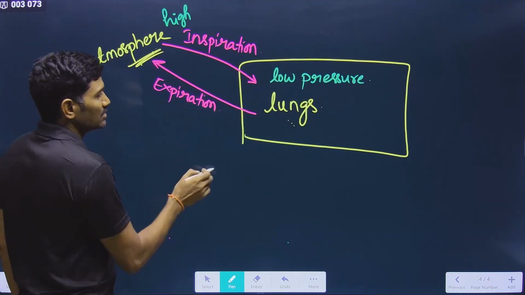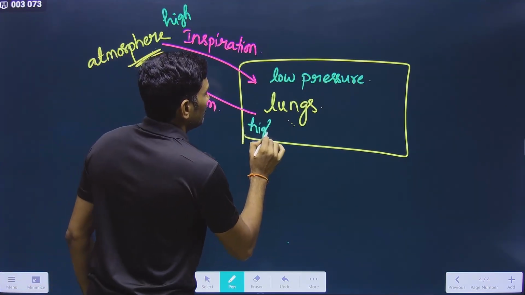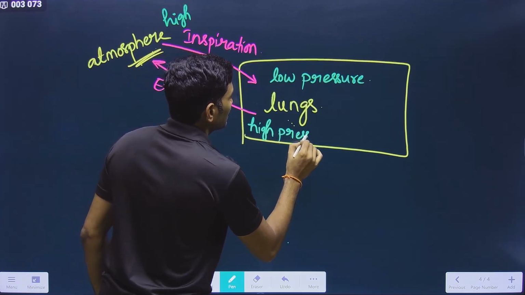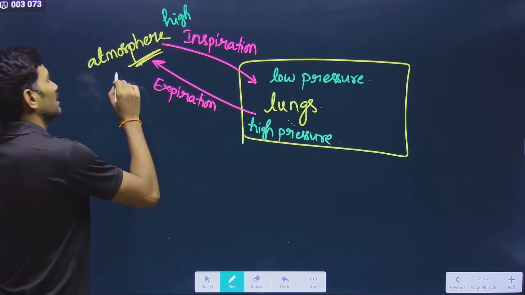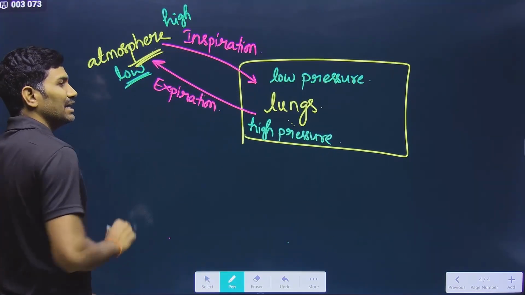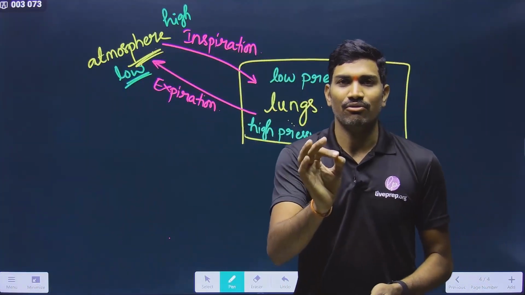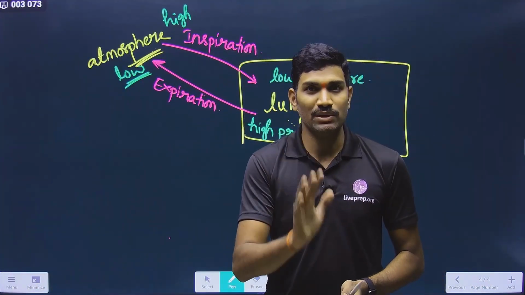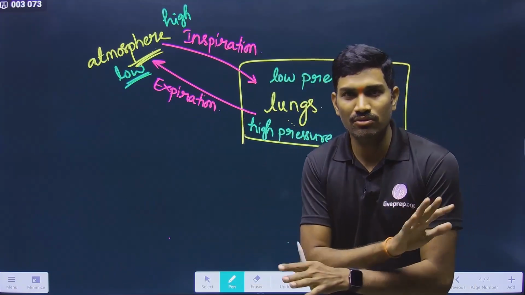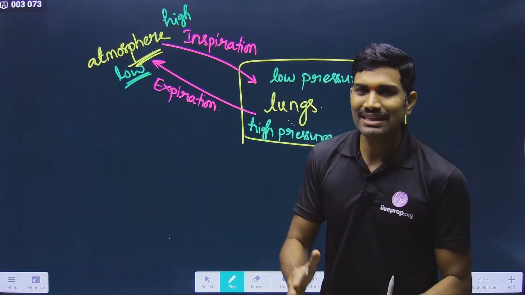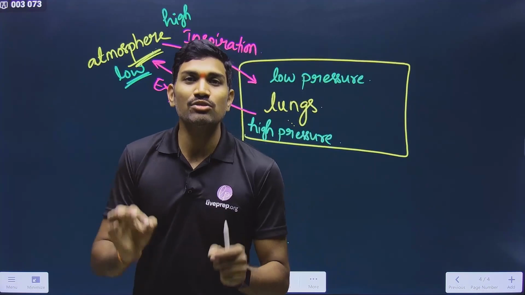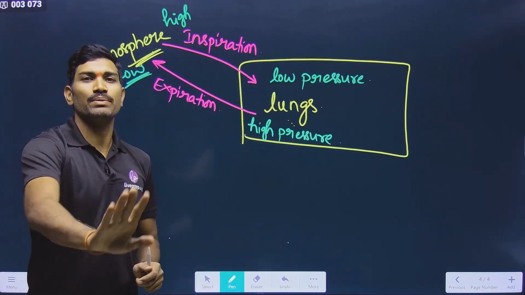That means during expiration, high pressure is present in the lungs and low pressure is observed in the atmosphere. This is what the meaning is. Understood or not? I am repeating this several times, so please understand. Try to understand this; don't try to memorize it. We are saying that air is always moving from high pressure to low pressure.